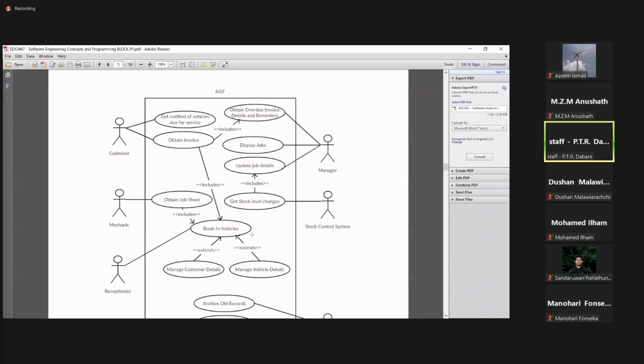Then let's say booking vehicles. Booking vehicles is a complex use case. It can have manage customer details and manage vehicle details, both. So that's why we use extends.